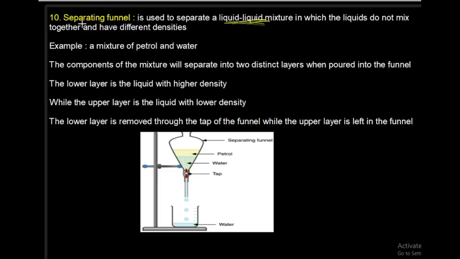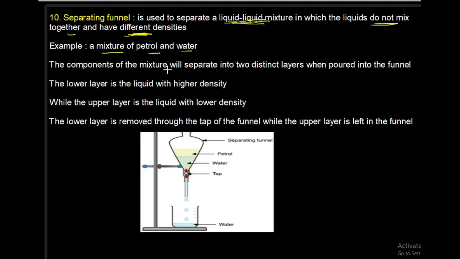Let's go on with this. It says it is used to separate a liquid mixture in which the liquids do not mix together and have different densities. So that's where we use a separating funnel. Anytime we have two immiscible liquids, separating funnel. If they are miscible liquids and we have difference in boiling points, fractional distillation. So example, we have a mixture of petrol and water. Petrol and water do not combine together. They do not mix, and they have different density. So we use this separating funnel.